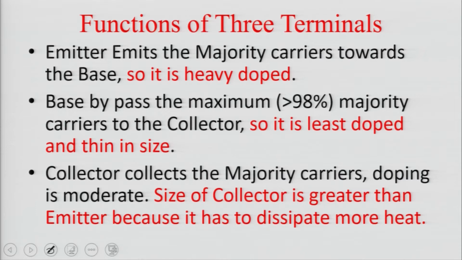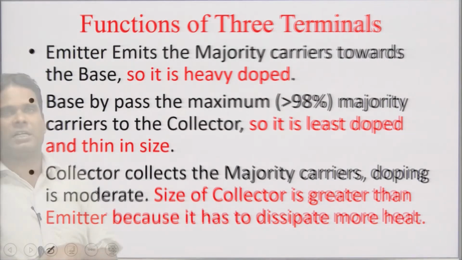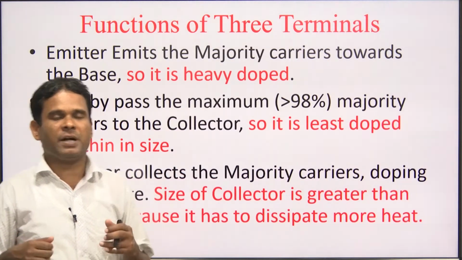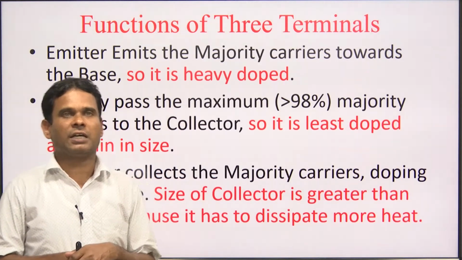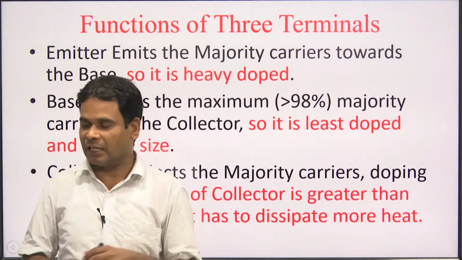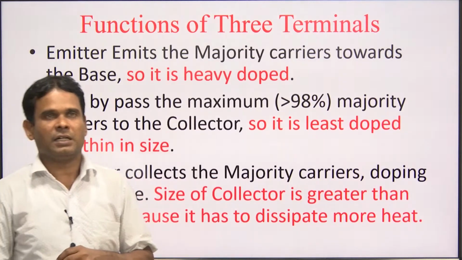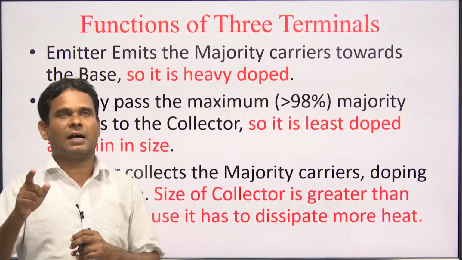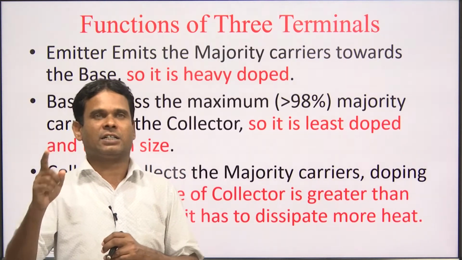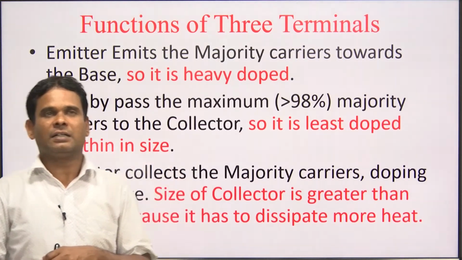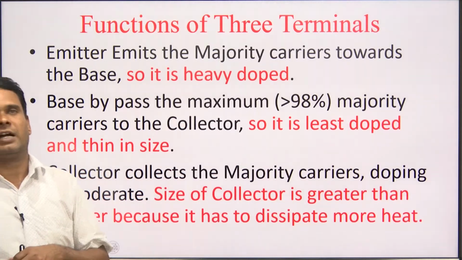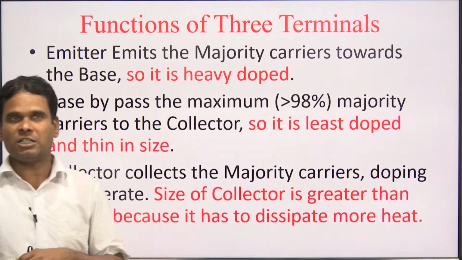Now, the size of the collector is kept larger than that of the emitter. Why larger than the emitter? Because the collector layer has to dissipate more power. Since the collector has to dissipate more power, for heat sinking the size of the collector is greater than that of the emitter. This means in order of size, the collector layer is greater than the emitter, and the emitter is greater than the base, that is, the base is the least in size.